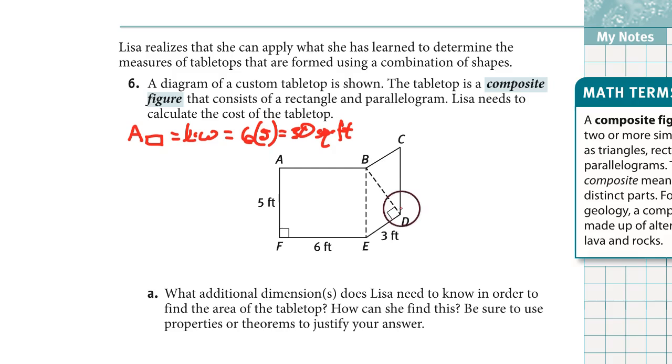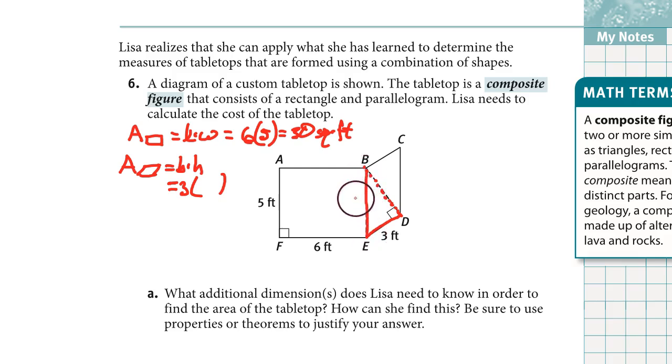For the parallelogram piece on the right, we would use the formula area equals base times height. For the base of the parallelogram, we could use either this longer side here, which is 5 feet, or we could use this side here, which is 3 feet. Which side you use for the base affects what number you use for the height. I'm going to choose to use 3 for the base. If I do that, then the height of the parallelogram is the length of this dashed line. We want to find that length, and we can do that with the Pythagorean theorem.